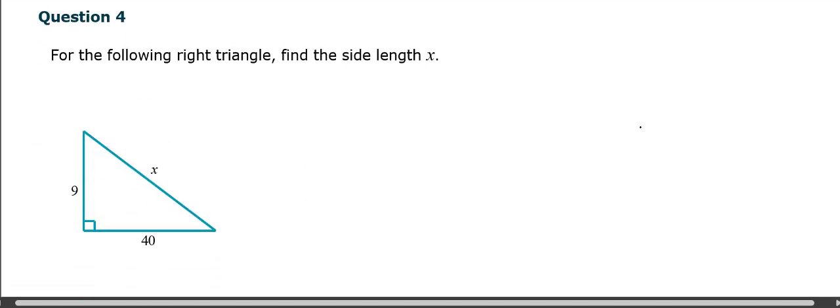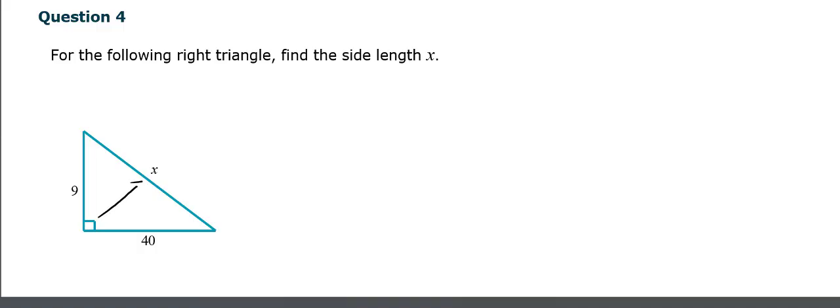Our next problem, for the following right triangle, find the side length x. So we're talking about a right triangle. In a right triangle, the shortest sides are called our legs, and the longest side is called the hypotenuse. And the hypotenuse is always across from our right angle. Our right angle is the angle that you see with the square in the corner. So our hypotenuse would be x in this case.